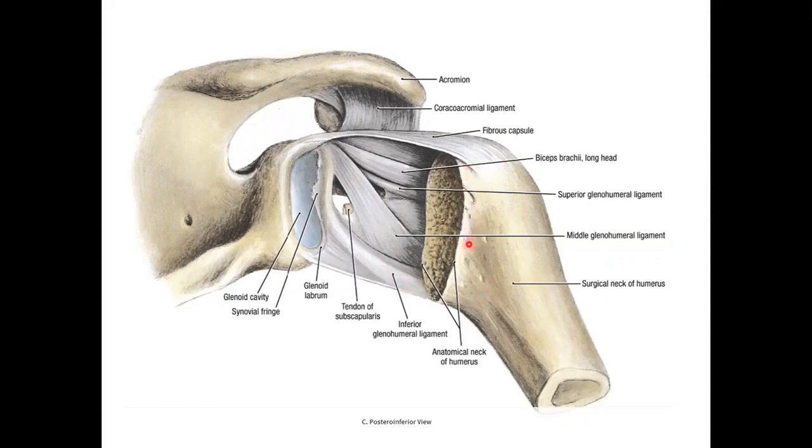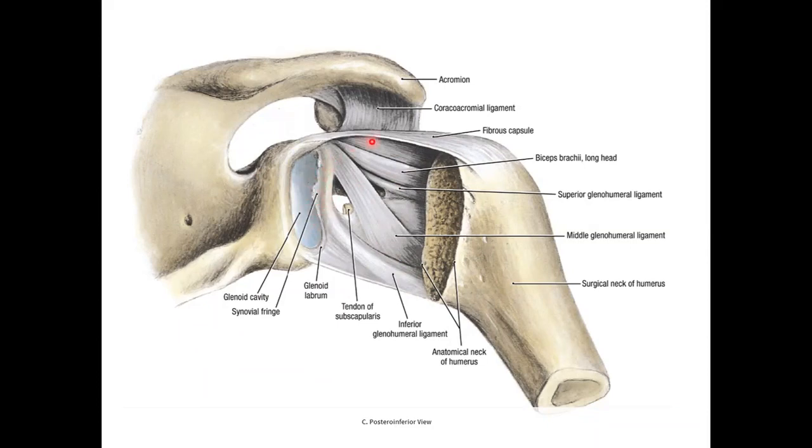And then this is the anatomical neck of the humerus as opposed to the surgical neck down here. The surgical neck is what we think about for fractures. I think about the anatomical neck as if you were to chop off the circular head of the humerus, that's where the anatomical neck is. Remember, you have that head right here, and it's the actual head of the humerus that's articulating with the glenoid fossa.